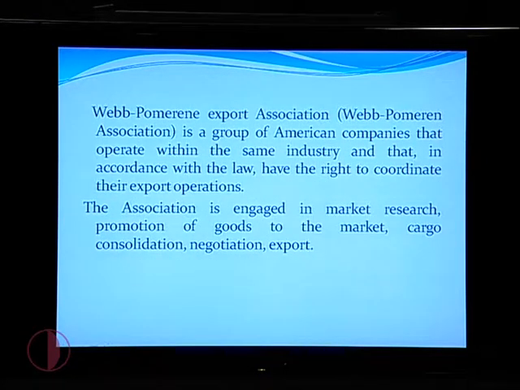Webb-Pomerene Export Association is a group of American companies that operate within the same industry and that, in accordance with the law, have the right to coordinate their export operations. The association is engaged in market research, promotion of goods to the market, cargo consolidation, negotiation, and export.